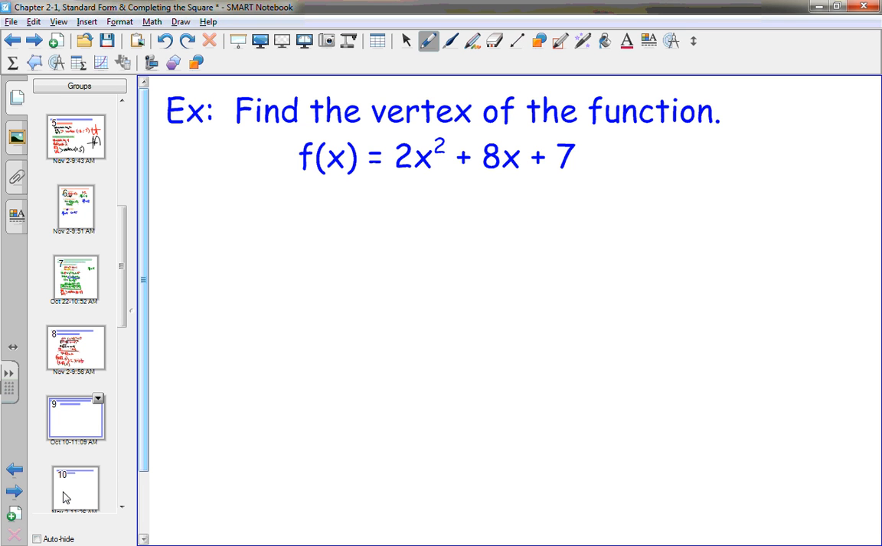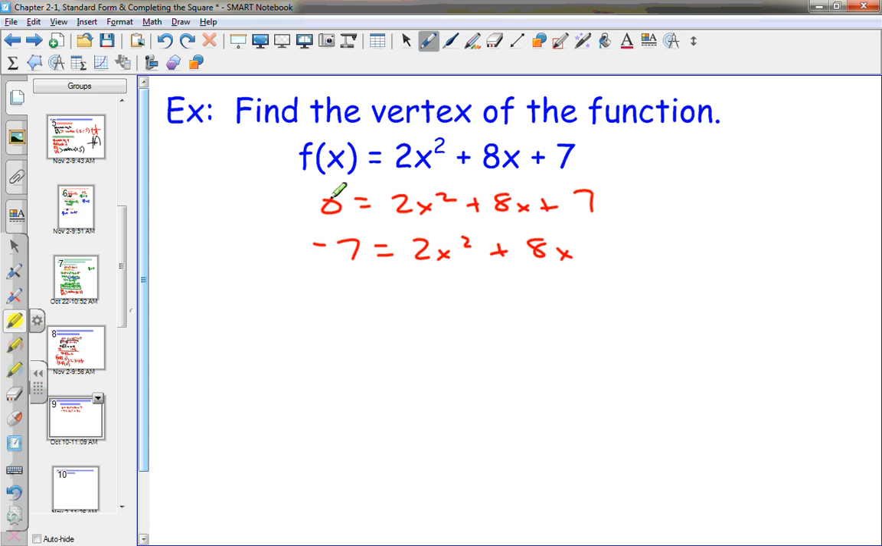Now, f of x is what value? What do I need f of x to turn into? 0. So 0 is equal to 2x squared plus 8x plus 7. Now what? Subtract the 7. So minus 7 is equal to 2x squared plus 8x. What's the next thing I need to check? That leading coefficient must be what? That leading coefficient needs to be 1.